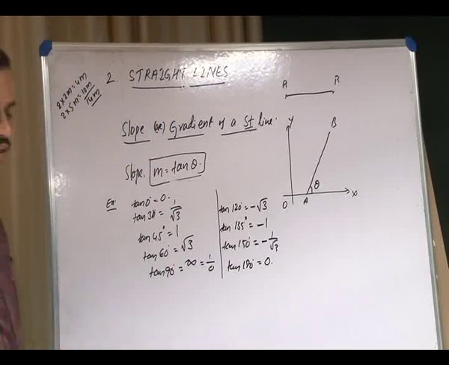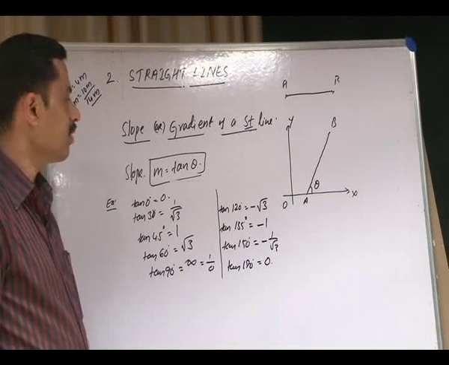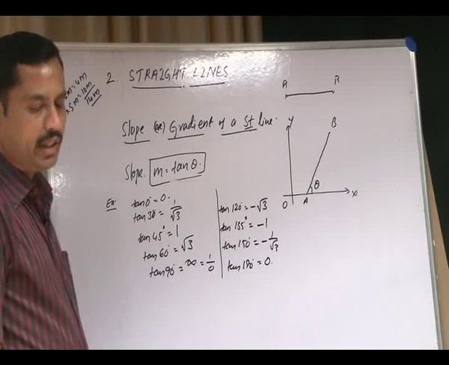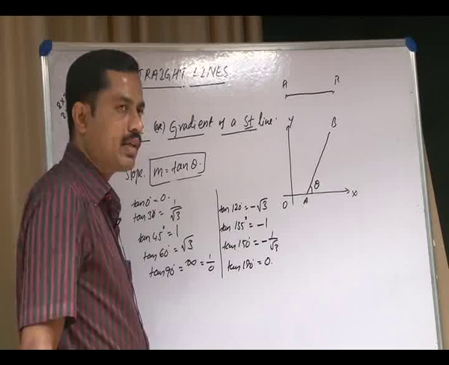So, these are the standard angles. These values you should know to find the slope of the straight line. Slope of the straight line is defined as m equal to tan theta, where theta is the angle made by the straight line with the positive direction of the x axis.